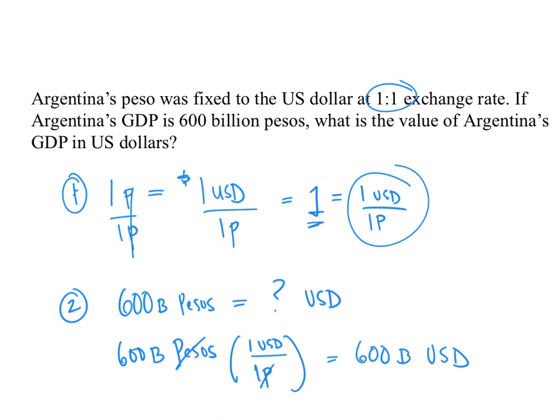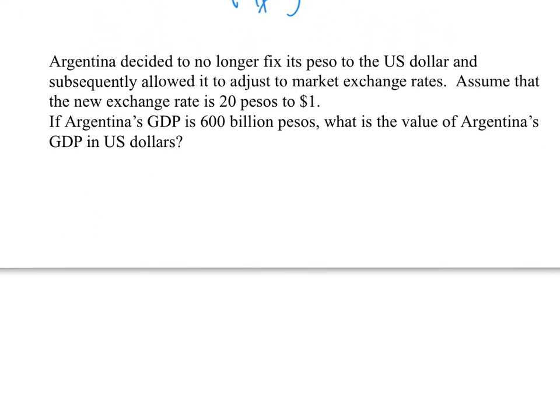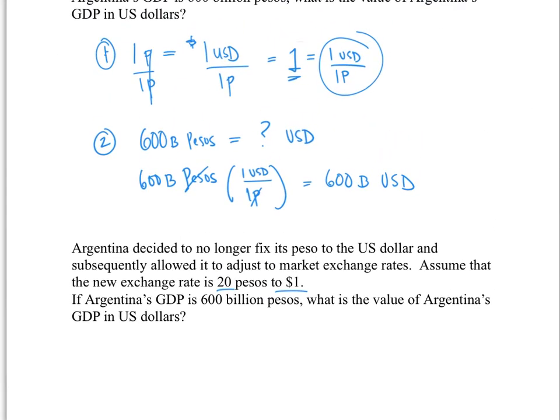All right, on to a slightly more difficult one. In the second situation, Argentina no longer fixes its peso and lets it float, or adjust to market exchange rates. So now the new ratio is 20-to-1. For reference, here's what we did before.